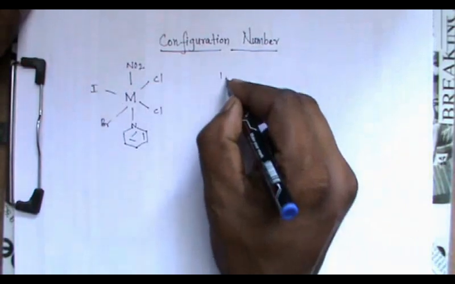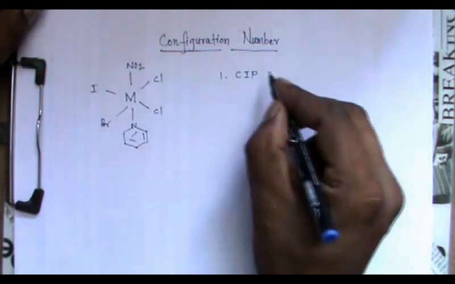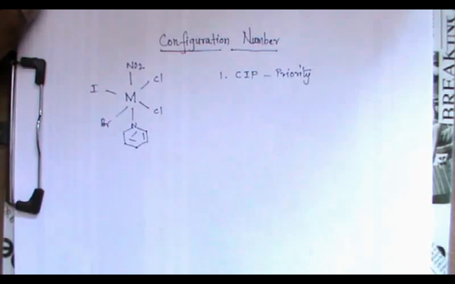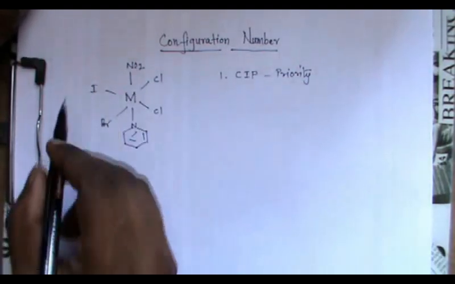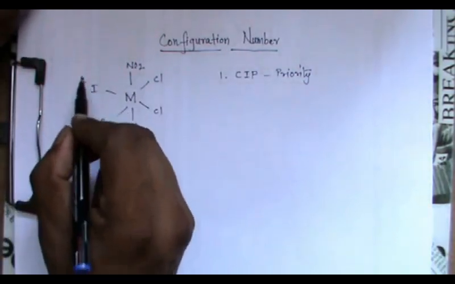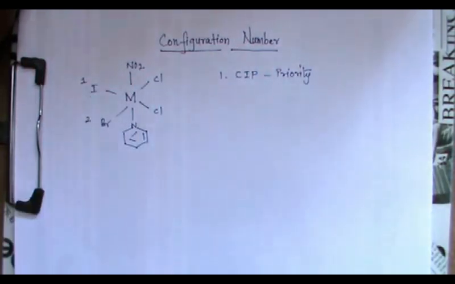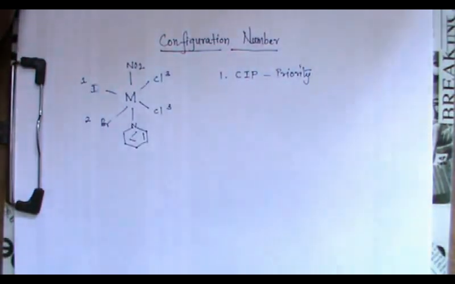The first step, we apply CIP rule and give priority. You may be very familiar with the CIP rule. It is nothing but the Cahn-Ingold-Prelog rule. The same rule is followed here to give priority to the 6 ligands. Iodine has the highest atomic number among the other atoms, so I give higher priority for this. The next one is bromine, so this will get the second priority. I have 2 Cl atoms, so they will get the same priority.